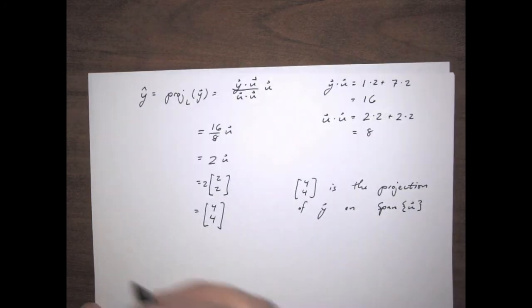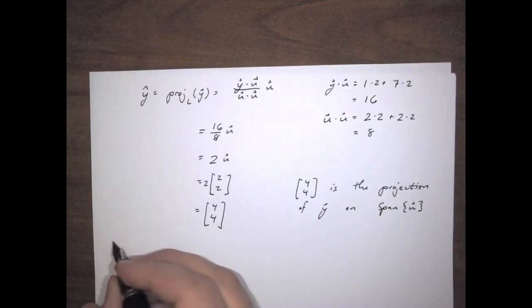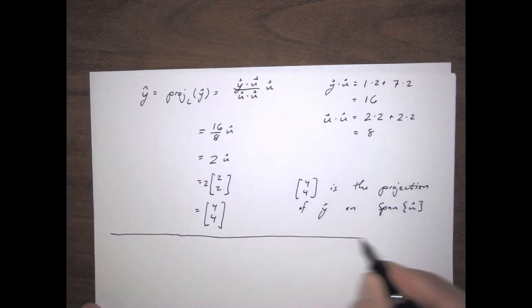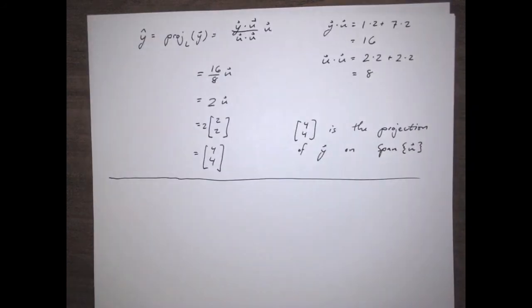So this is the projection of y onto the line generated by u. By projection, I mean the orthogonal projection. But that's always what we'll mean when we say projection.